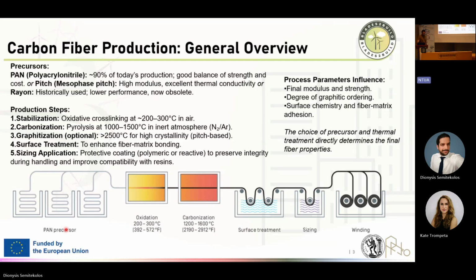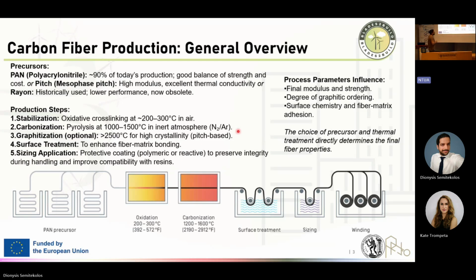Then, through consecutive steps of thermal treatment that we call either oxidation or stabilization, the first one is this, and then we move on to carbonization. With an optional step of graphitization, we have now reached the form of carbon fiber that we all know. But it is not yet 100% ready.